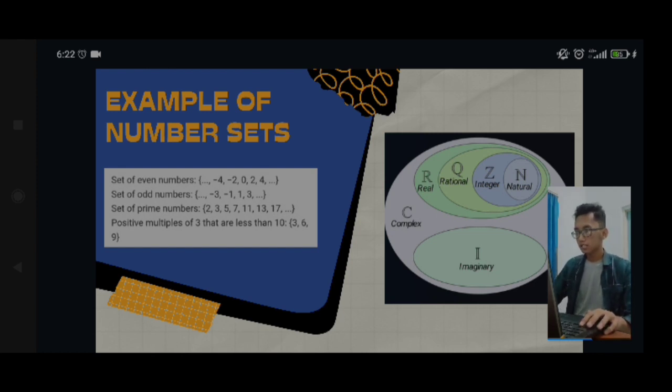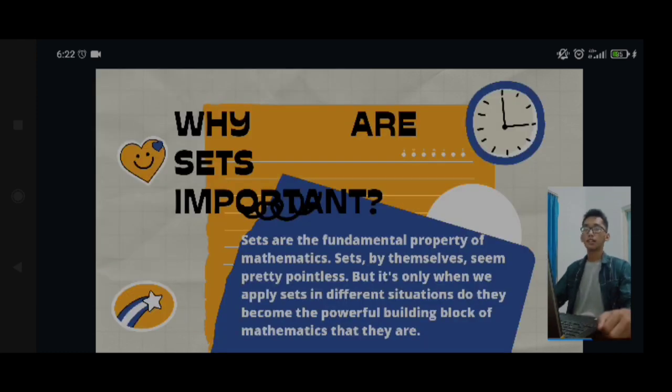Okay, next is why are sets important? This is a very fundamental question, why we learn about sets. Sets are a fundamental property of math. We know sets by themselves seem pretty pointless. Everyone in elementary grade school must know about sets. Even though we don't teach them about sets, we know about grouping things that have the same common property. That's why we don't actually really need to study or learn about sets.